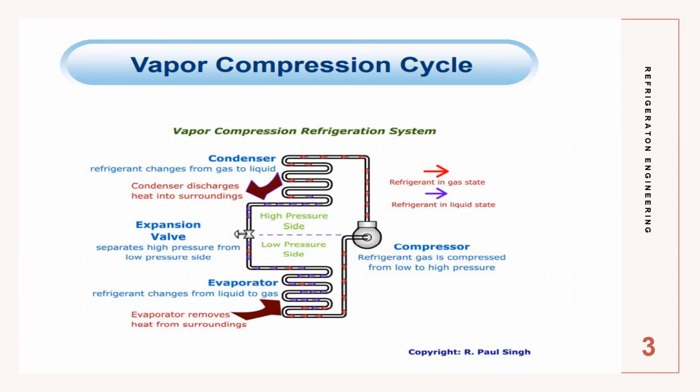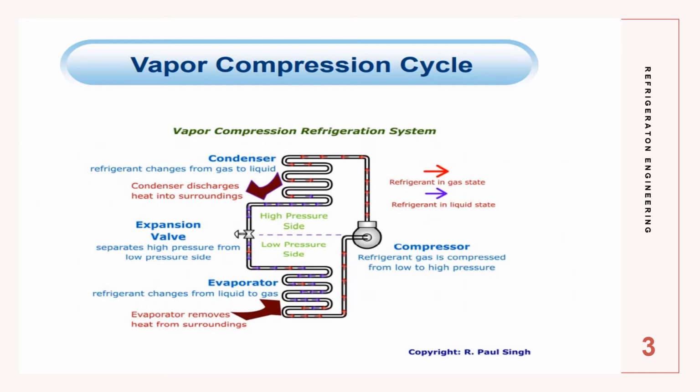Next, what we have is vapor compression cycle. Vapor compression refrigeration system, again, from expansion valve, from condenser, refrigerant changes from gas to liquid, and condenser discharges heat into surroundings. Then going to expansion valve, which separates high pressure from low pressure side. Our low pressure side is the evaporator, okay? And the high pressure side is the condenser. On expansion valve, there is a constant enthalpy.